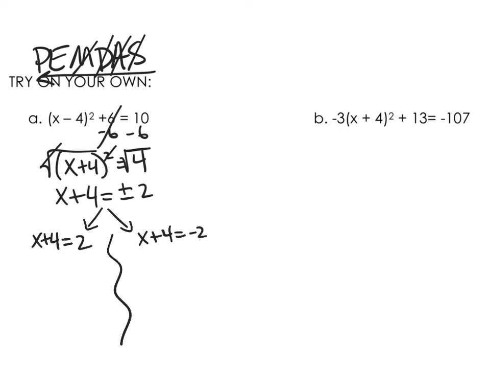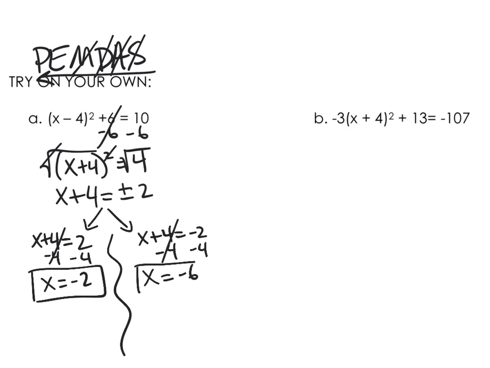So I'm going to solve each of these separately. I'm going to subtract 4 over here. So my first answer is going to be negative 2. On my second equation, I'm going to subtract 4 also, but this is going to give me a negative 6.